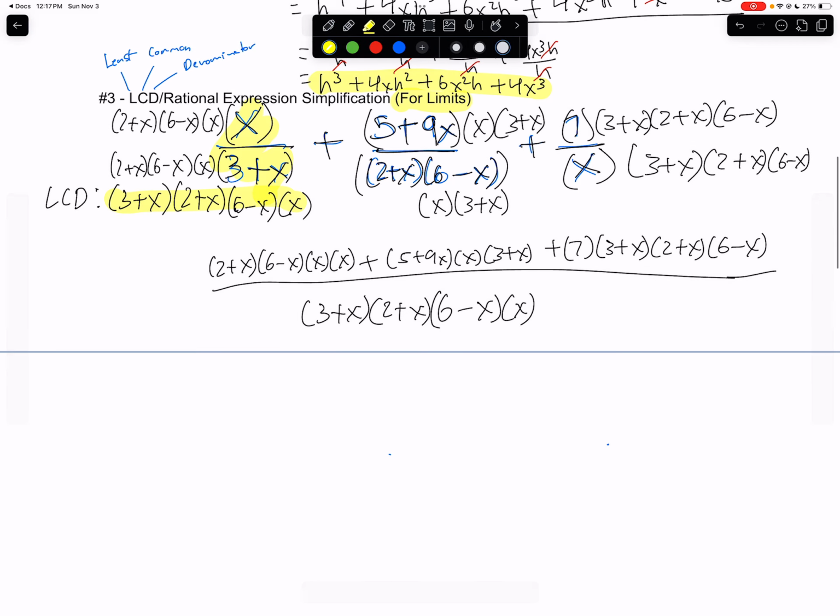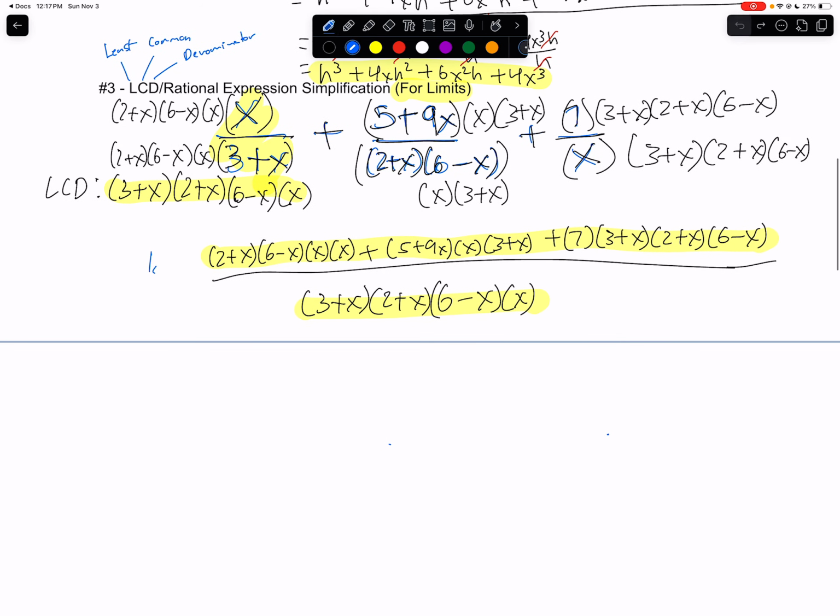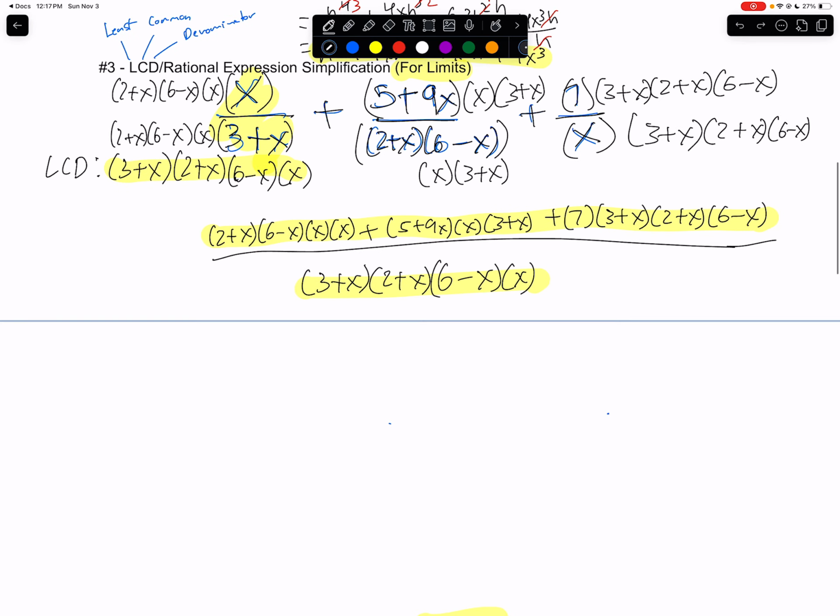Again, I'd expect you to know how to do this, the foiling of these, and of course to FOIL these out as well, because if for example you were to find the limit, you guys don't know limits yet, but say as x approaches infinity, you would want it to be out of its factored form to make it easier on you.